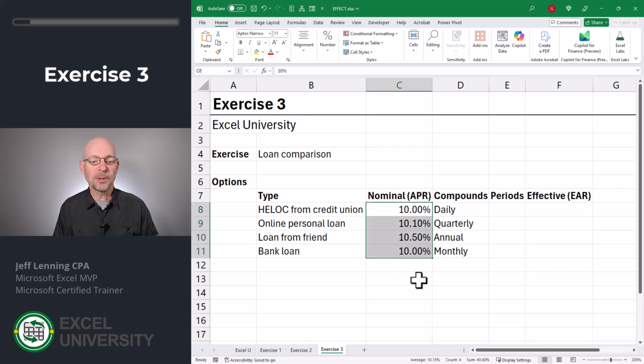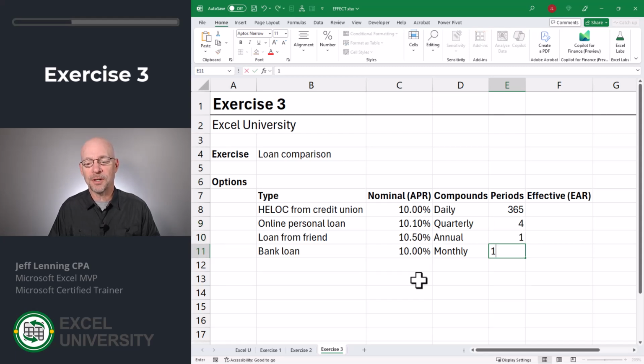They all have similar nominal rates, and so we've listed those out in column C. They also have different compounding periods, and we've listed those in column D. So if we really wanted to compare these and account for the compounding periods, let's calculate the effective rate. So we can quickly translate the compounding period into the number of periods in a year, and we'll do that in column E. For example, if it's compounded daily, there's 365 periods in a year. Quarterly, there's 4 periods. Annually, there's 1 period. And monthly, there's 12 periods.